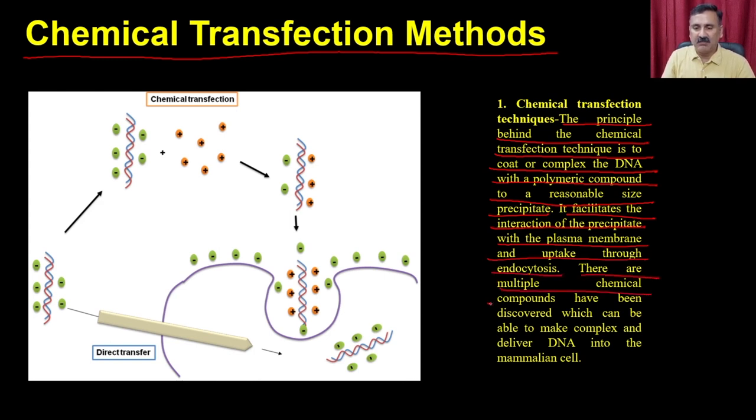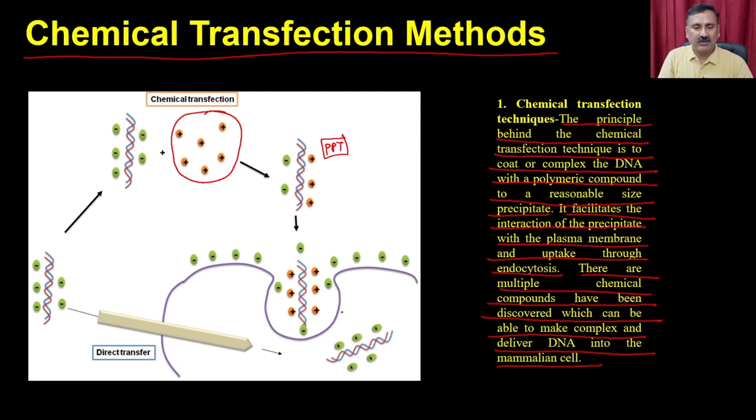Multiple chemical compounds have been discovered which can make the complex and deliver the DNA into mammalian cells. In a chemical transfection method, because you know that the DNA is negatively charged, you can add chemical agents which are positively charged. Once you add the positively charged agents, they make a complex with DNA, and as a result, they make a visible precipitate. These visible precipitates are taken up by the cell with a process called endocytosis. So these particles go and sit onto the plasma membrane, and then the plasma membrane is taken up inside by a process called endocytosis.